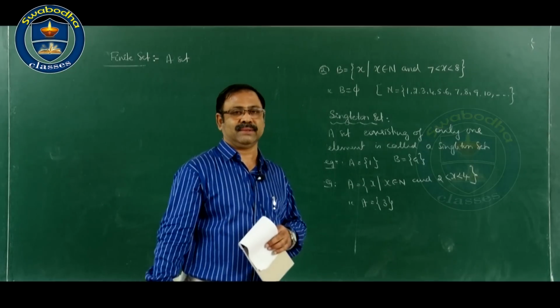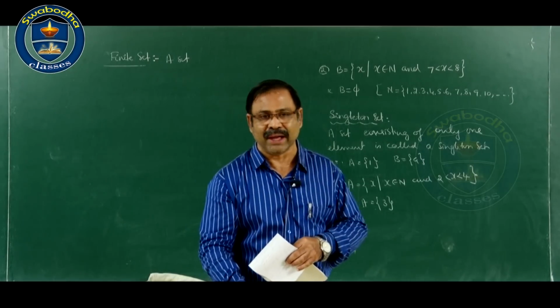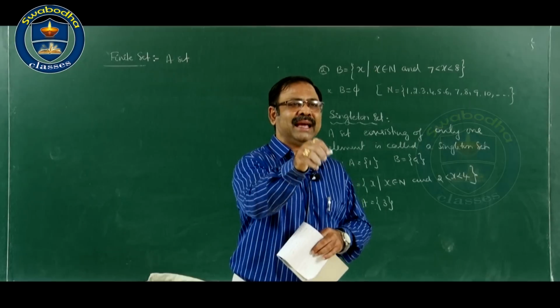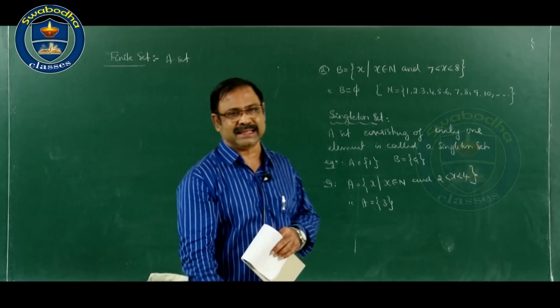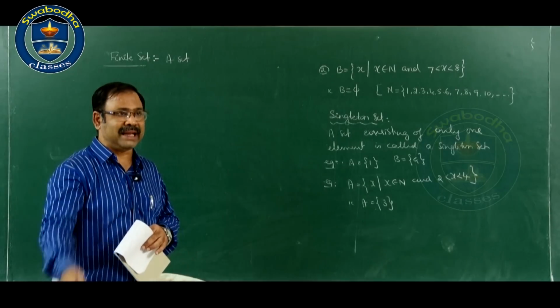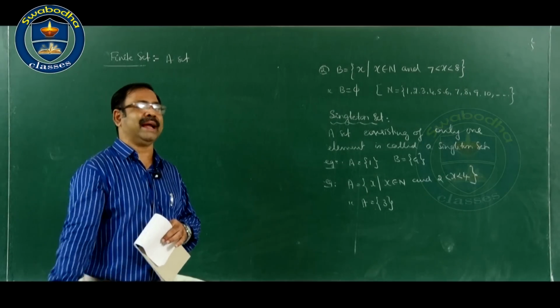That is finite. Okay. The solution of the equation x square is equal to 25. That is finite. Why? x is equal to plus or minus 5. There is a finite number of elements in it. Suppose this contains infinite elements, then it is called an infinite set.